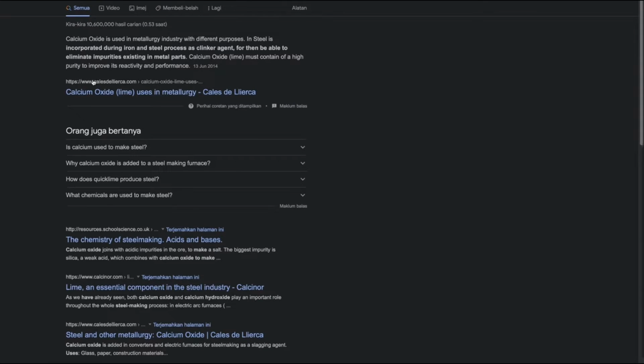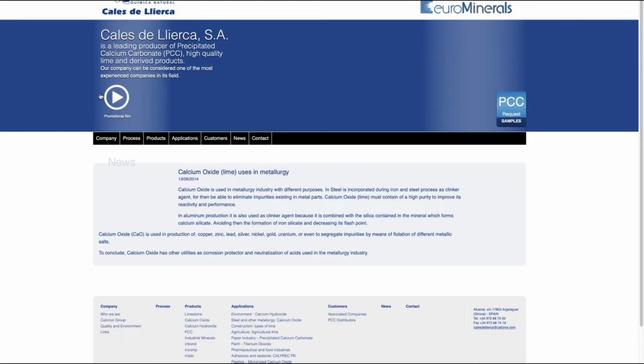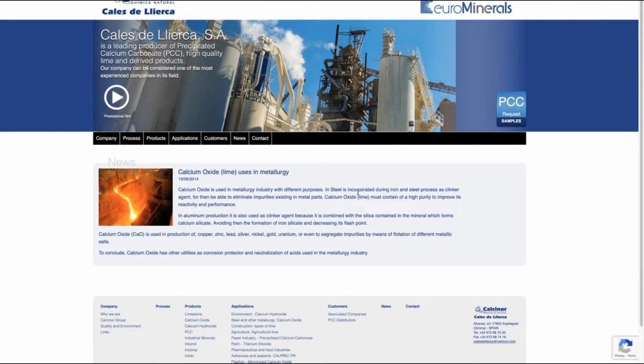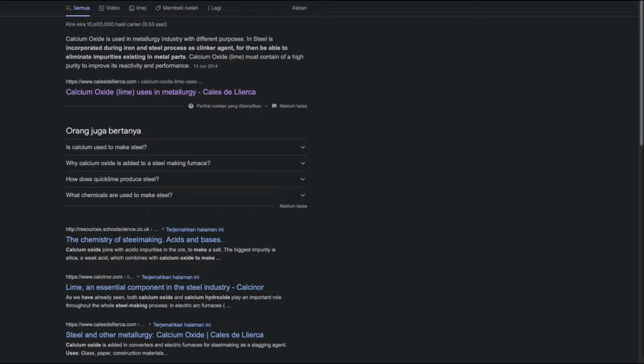It seems like they don't tell clearly what the usage of calcium oxide is. Calcium oxide is used in the metallurgy industry with different purposes. In steel, it is incorporated. This one is not that clear. Okay, let's see the other one. Calcium oxide. Okay.